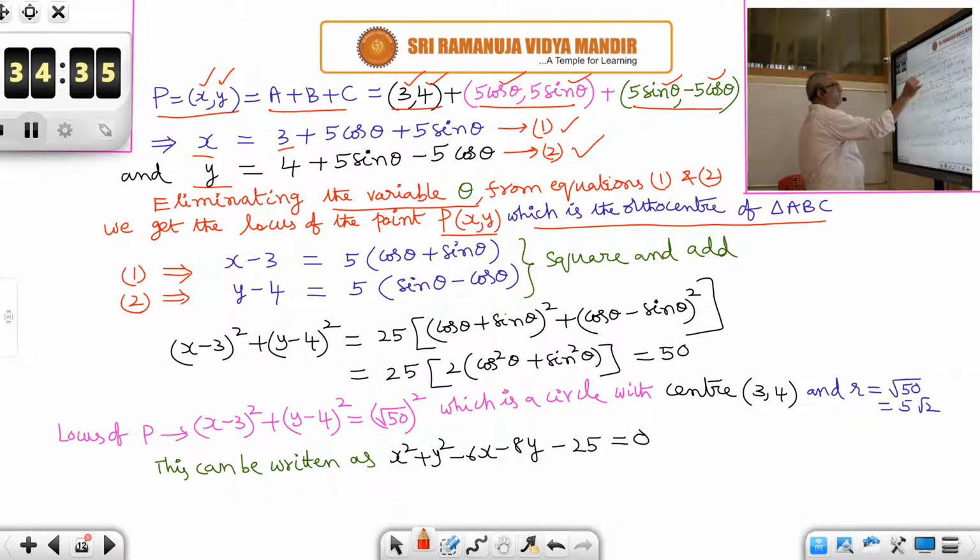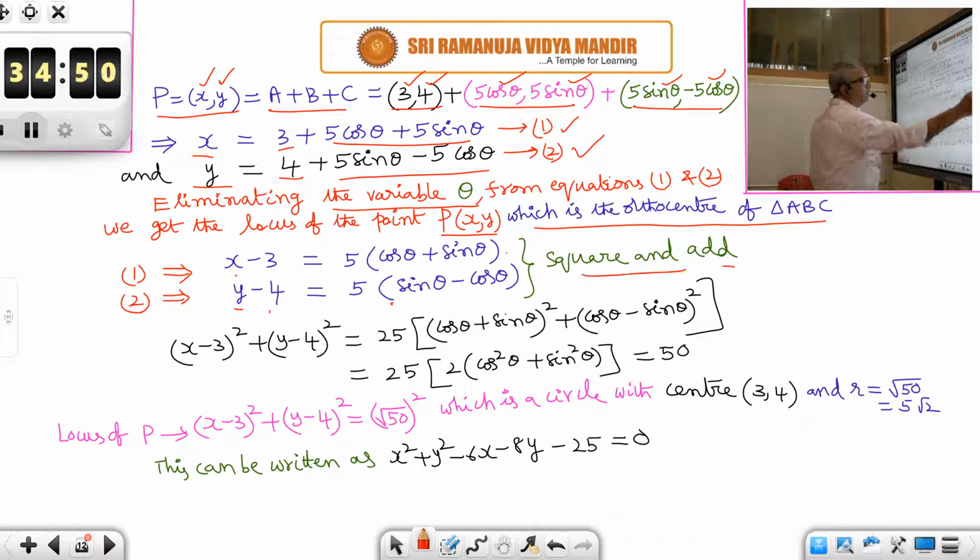So I take this 3 to the left side, write x minus 3 as what? Right side, 5 common: 5 into cos theta plus sin theta. Next, I take 4 to the left side, y minus 4 is equal to, on the right side, I take 5 common. Okay, now squaring and adding.